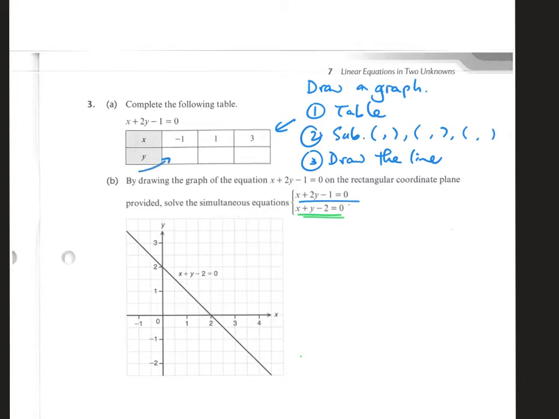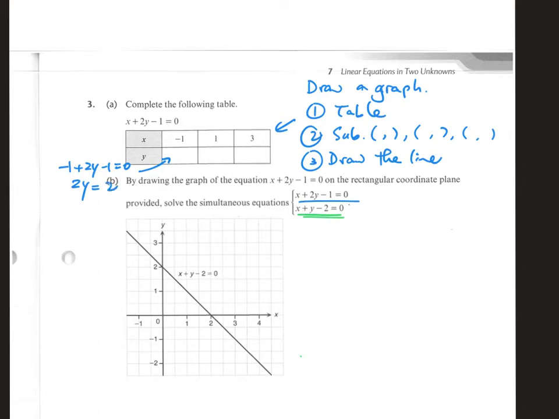Next, let's do the substitution one by one. If you put x to be minus 1, it gives you minus 1 plus 2y minus 1 equals 0. You will see it's something about solving equations like you have in Form 1 and in primary school. Do it very carefully, or else it will be a very big trouble because you can't draw the diagram properly.